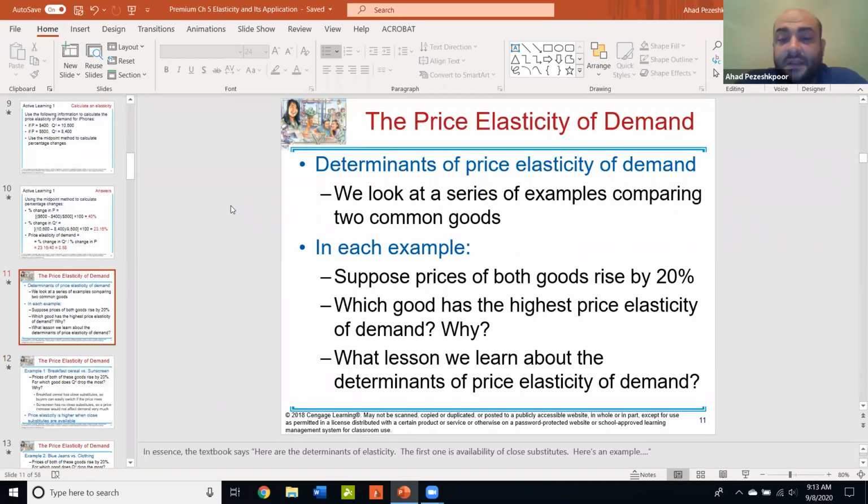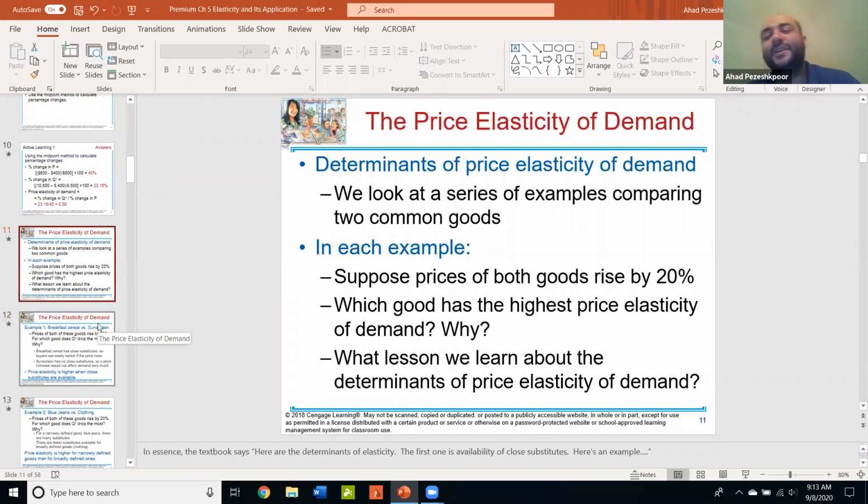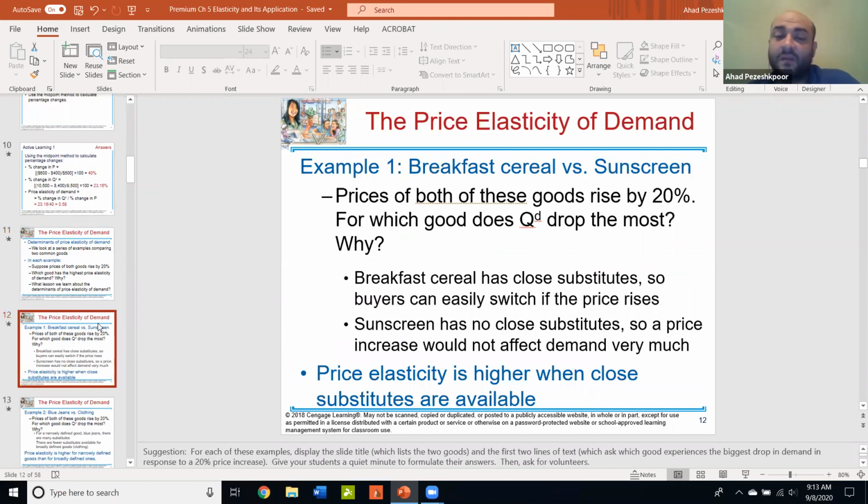Now, price elasticity of demand. There are certain determinants of price elasticity of demand. For example, suppose prices of both goods rise by 20%. Which good has the highest price elasticity of demand? Which one is more sensitive to changes in price, and why? What lesson do we learn? These are theoretical arguments that you can use to understand the elasticity of certain goods.